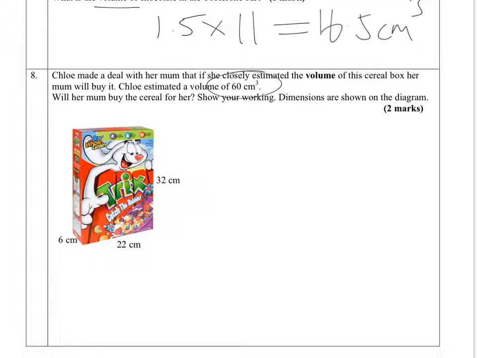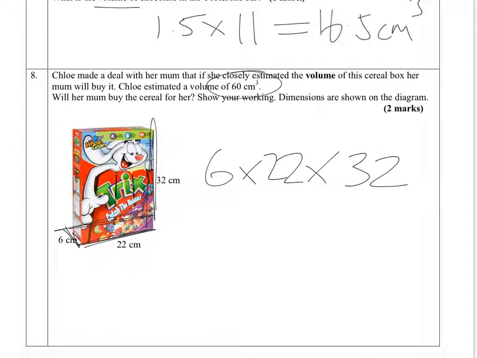So Chloe at 60 just unfortunately added all those together. But we know that volume of a rectangular prism is the area of the bottom times by the height. So the area is 6 by 22 times by the height. Get 4224 centimetres cubed. So will Chloe get it? No, she will not.